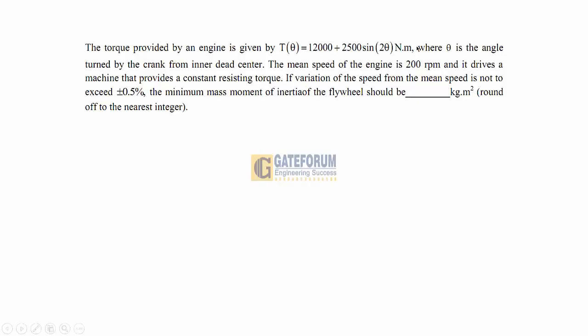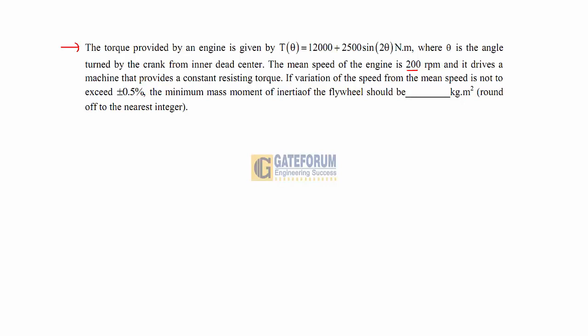This question is from the topic Theory of Machines from the subtopic Flywheels. The torque provided by an engine is given by T of theta equal to 12,000 plus 2,500 sine 2 theta, where theta is the angle turned by the crank from the inner dead center. Mean speed of the engine is 200 rpm. It drives a machine that provides a constant resisting torque.